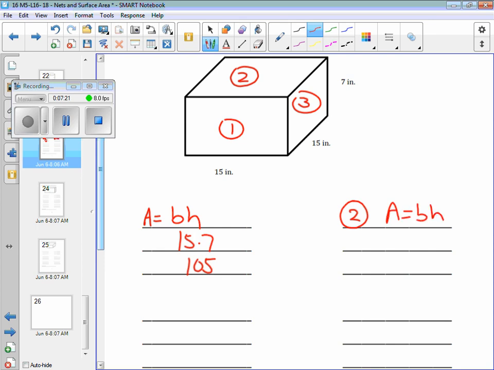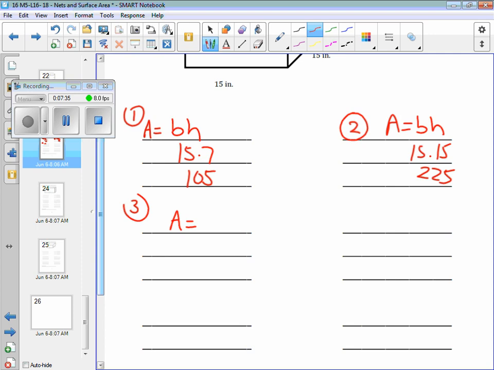I had, that was my big piece, 15 by 15. 225. And then face 3 was also 15 by 7. Sometimes that happens. And that's 105. Who has an answer?